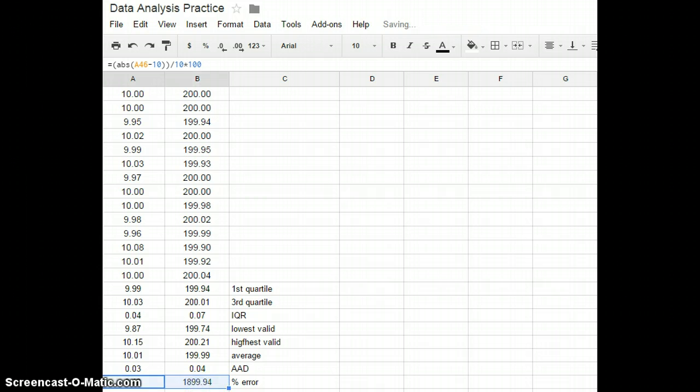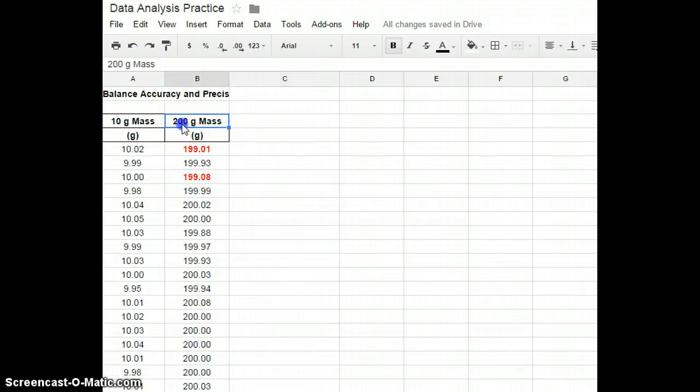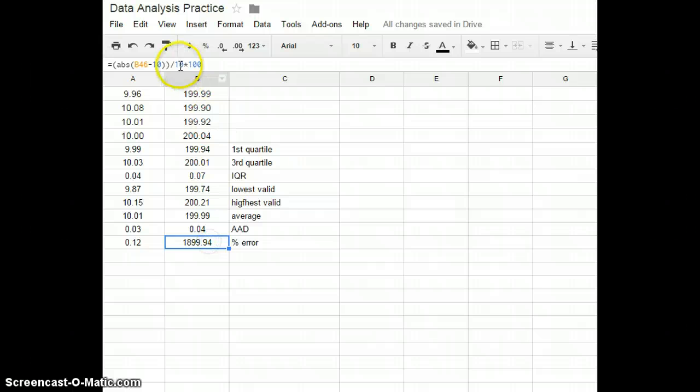And then percent error would be found the same way as the previous column, with the exception that the true value is no longer 10 grams. As you might recall, students measured a 200 gram mass for column B measurements. So the true value is 200 grams. And it's considered infinite decimal places for these purposes because the manufacturer stated that the masses have a mass of 200 grams, so 200.000 grams for our purposes. So it's a 0% error, which is pretty darn good.